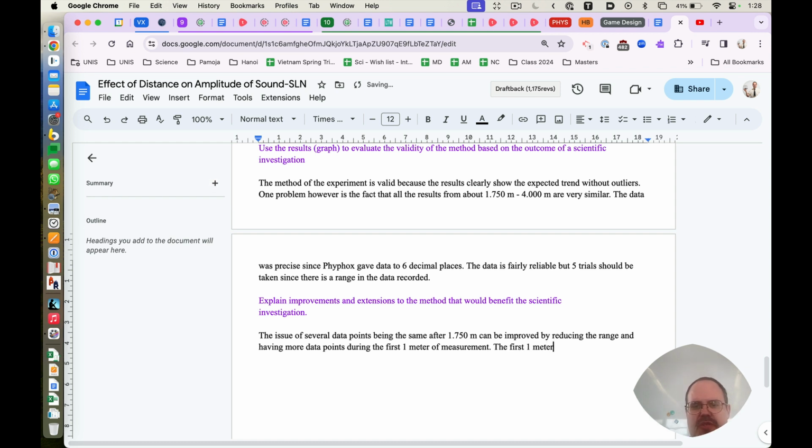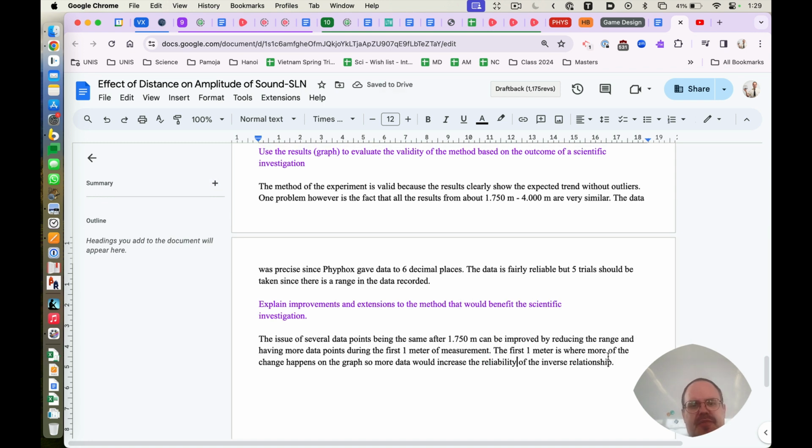The first 1 meter is where more of the change happens on the graph, so more data would enhance the curve, would increase the reliability of the inverse relationship. So I give a reason there.